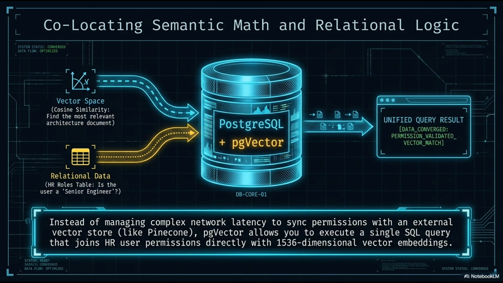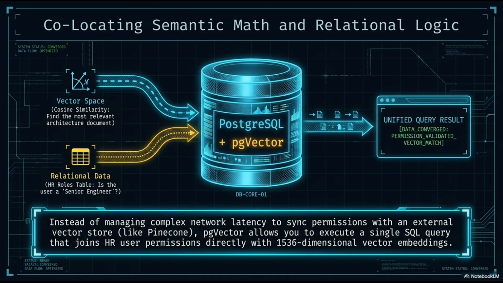Exactly. You could execute a single SQL query that joins your user permission table with your vector embeddings. Oh, wow. Yeah, you can write a query that essentially says, calculate the cosine similarity to find the most relevant architecture document, but inner join it with the HR roles table, and only return the vector if the user making the query currently holds the senior engineer title. That is incredible. Trying to synchronize complex, rapidly changing relational permissions with an external vector database like Pinecone must be an absolute nightmare of network latency and race conditions. That is it. pgVector solves it by keeping the math and the relational logic in the exact same room.